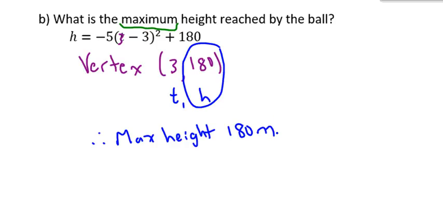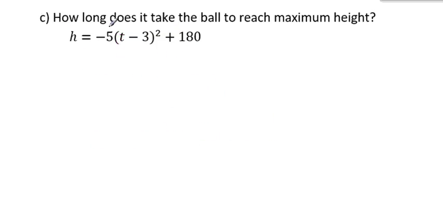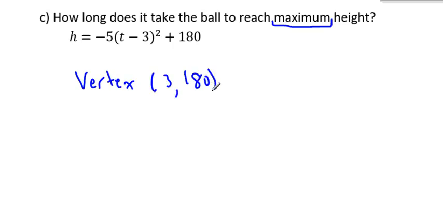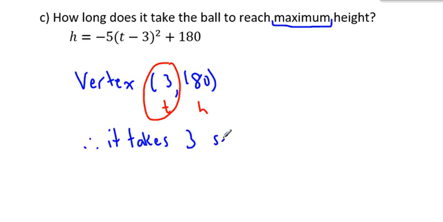Easy to do if you have the vertex. How long does it take for the ball to reach maximum height? So again, we have this word maximum, which means we know that this is a question related to the vertex. The vertex is at 180. And because it's not x and y, it's time and height, there's the time it takes to reach that maximum height. So how long does it take for the ball to reach maximum height? We can say, therefore, it takes 3 seconds to get to maximum.